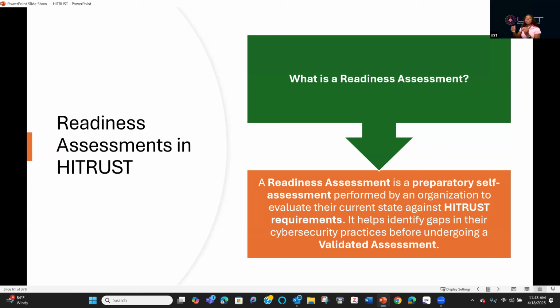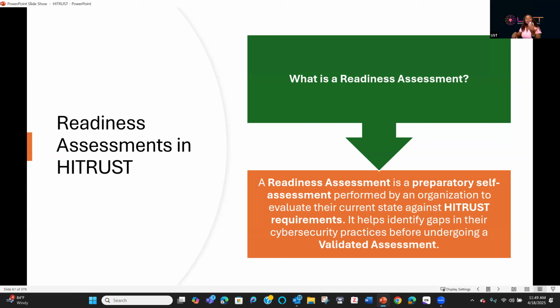But now he said a readiness assessment is a preparatory self-assessment performed by organizations to evaluate their current state against HITRUST requirements. It helps identify gaps in their cybersecurity practices before undergoing validated assessment. Do you see? Before even thinking of going through the validated assessment, your readiness helps you identify gaps. For example, I've definitely worked on stuff like this, helping organizations through their readiness process, where, again, you have to be working with different people.